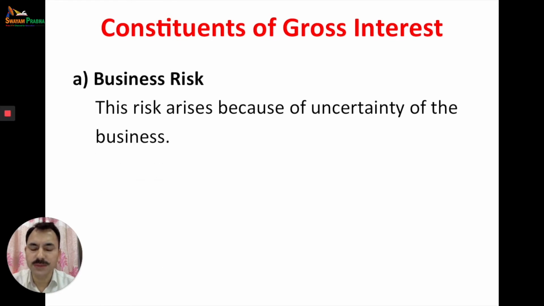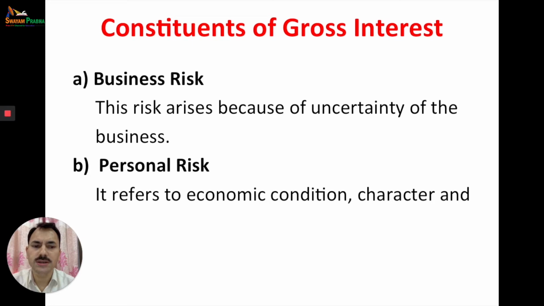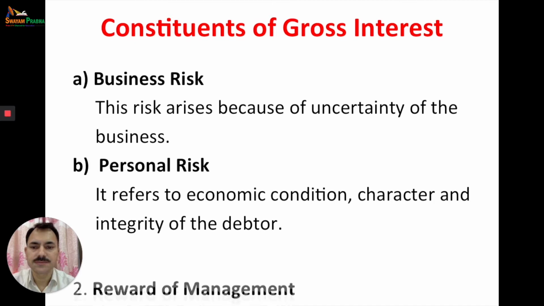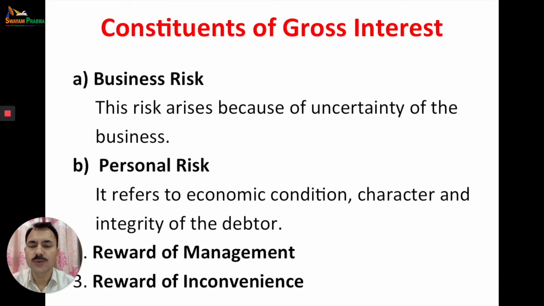There is a lot of uncertainty in business. Maybe uncertainty due to price, due to trade cycle, inflation or deflation, and maybe some other reasons. So business risk includes some uncertainty of the business, and gross interest is the reward for this business risk. Personal risk is there. It refers to the economic condition, character, and integrity of the debtor. Reward for management, and it also includes the reward for inconvenience.